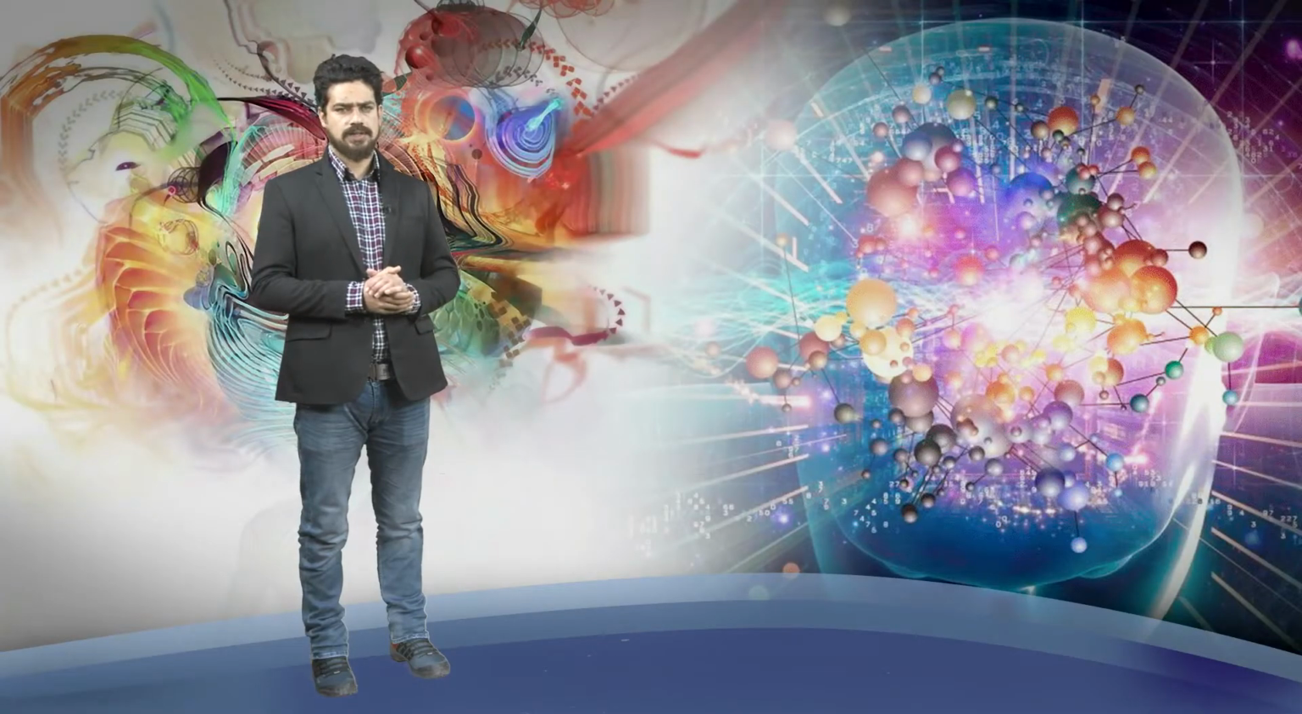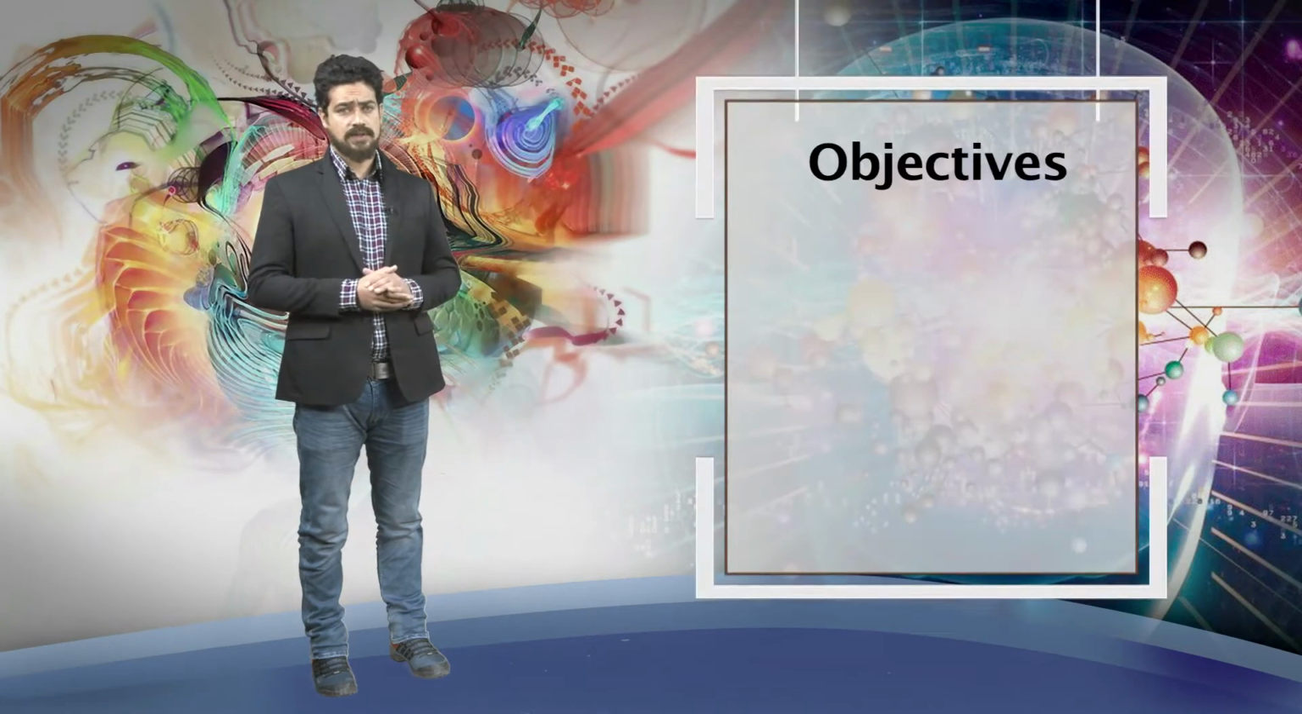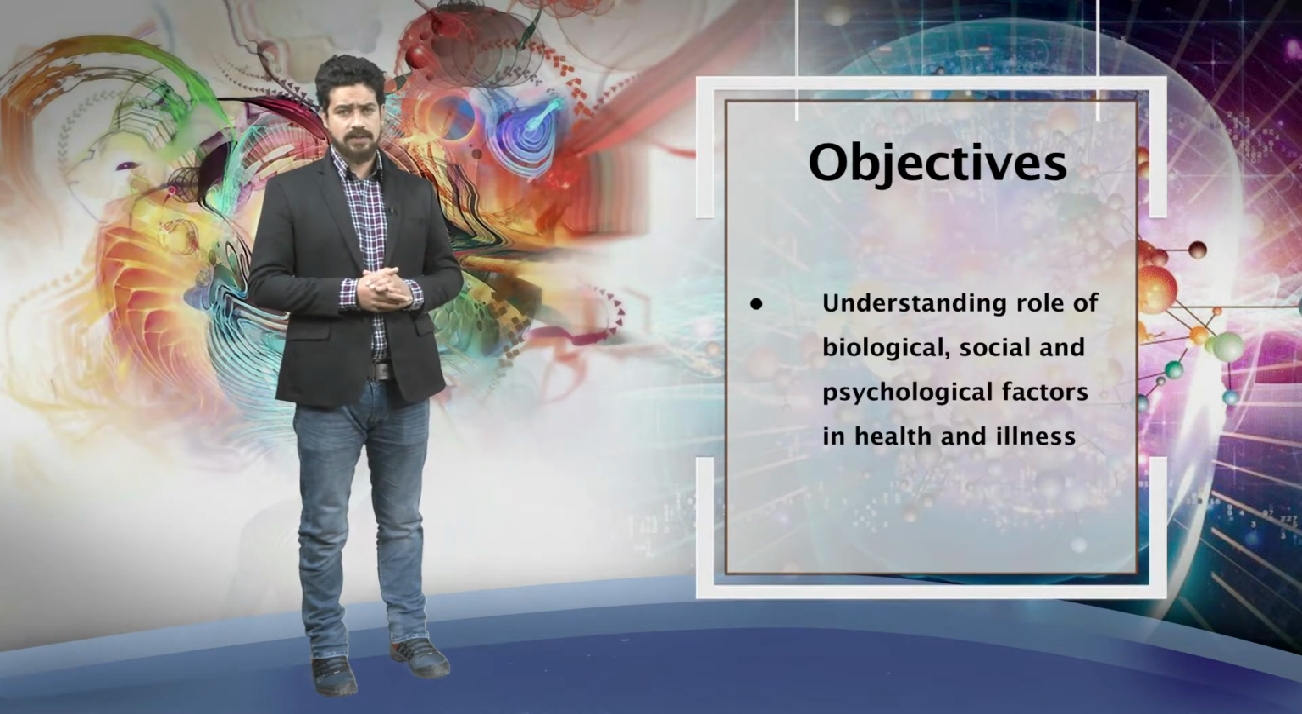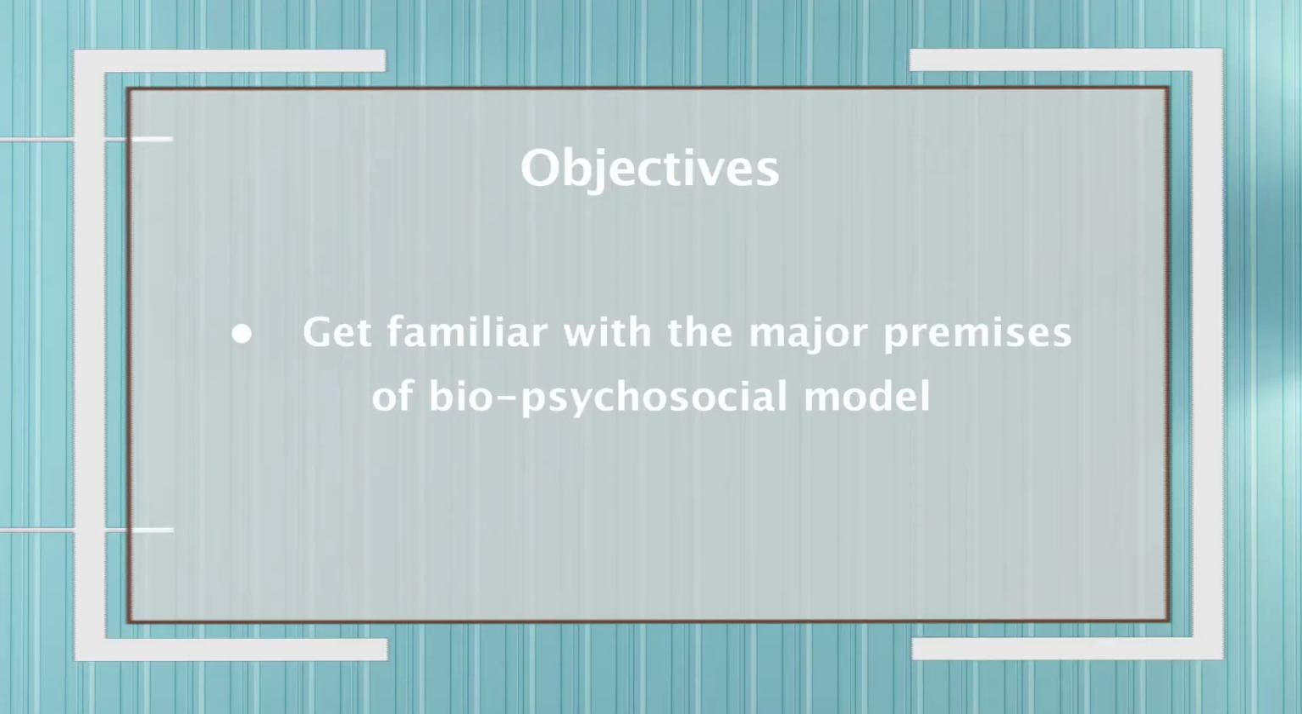The topic for today's lecture is the biopsychosocial model and its assumptions. The main objectives of today's lecture are understanding the historical background of the biopsychosocial model, to understand the mind-body perspective on health and illness, understanding the role of biological, social and psychological factors in health and illness, and to get familiar with the major premises of the biopsychosocial model.